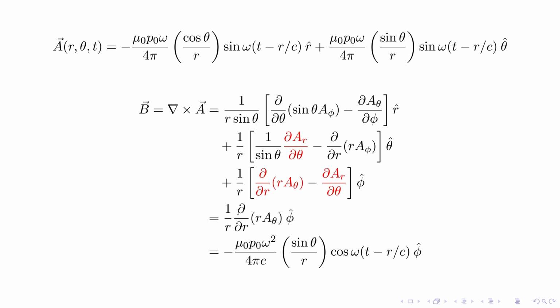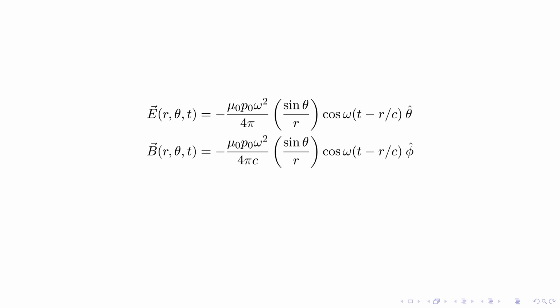So we're left with 1 over r, d by dr of r A theta, in the phi hat direction, which becomes negative mu naught p naught omega squared over 4 pi c, sine theta over r, cosine of omega times (t minus r over c), in the phi hat direction. That should look familiar, because the E field and the B field look almost exactly alike. The only difference is that B is 1 over c times the E field, and the B field is pointing in the phi hat direction.